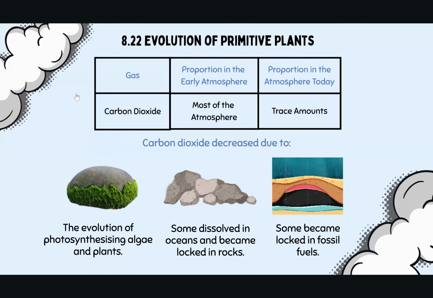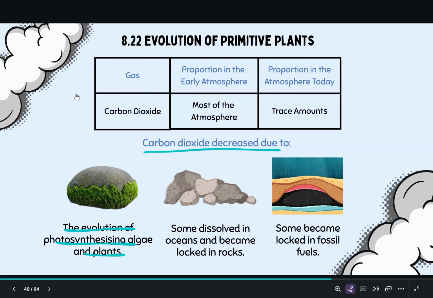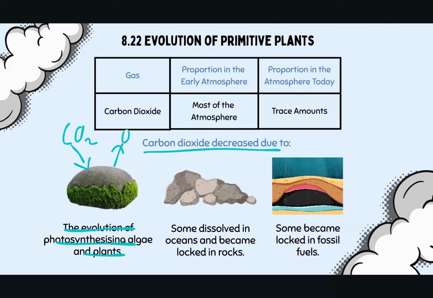Okay, now, why did the carbon dioxide decrease? We need to be able to answer this question also. We need to be able to say, what were the original gases? How were the oceans formed? When the oceans were formed, why did the carbon dioxide level decrease? Because it dissolved inside. Why did carbon dioxide levels decrease and oxygen levels increase? That's where you talk about the evolution of plants, etc. And you also then individually need to know why carbon dioxide decreased. Because the evolution of algae and plants, which photosynthesized, took in carbon dioxide and released oxygen.